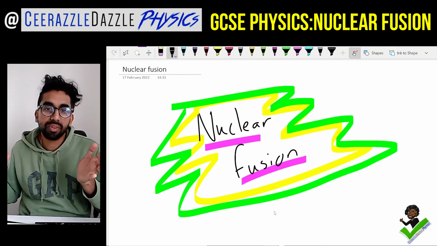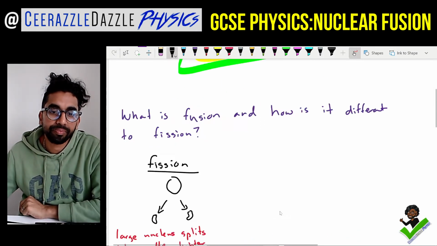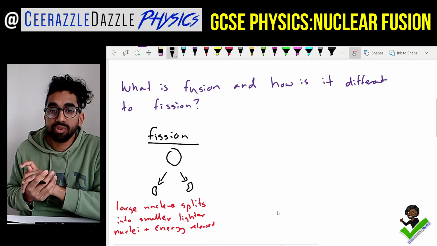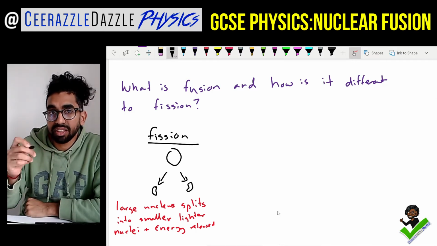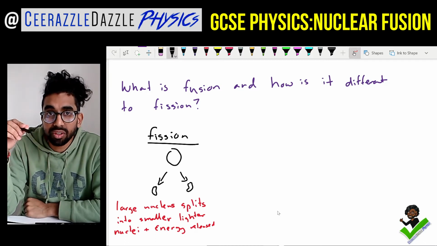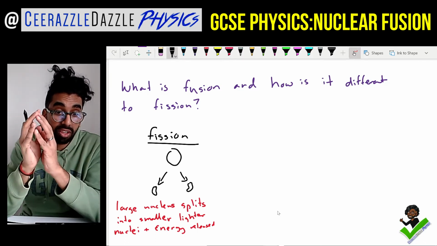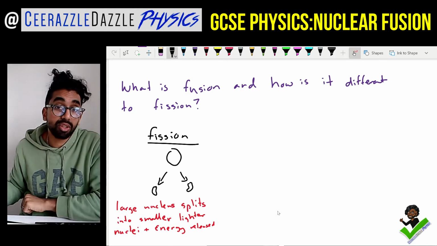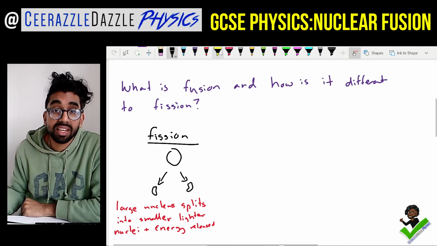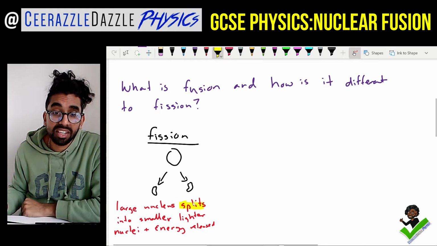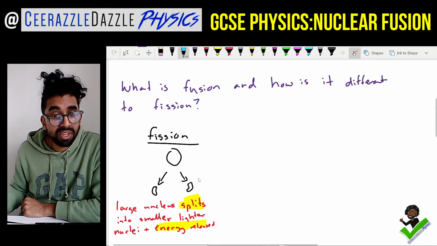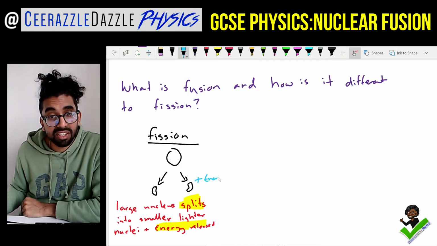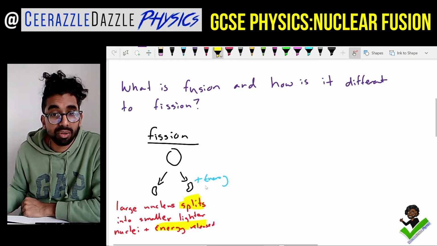Okay, so first of all, let's have a quick recap. What is fusion and how is it different to fission, guys? So previously in this topic, we've talked about the concept of fission. Fission is when we had a large nucleus, as you can see, and it splits into smaller, lighter nuclei and energy is released. So as you can see, the large nucleus at the top over here is going to split and we get energy released, guys.